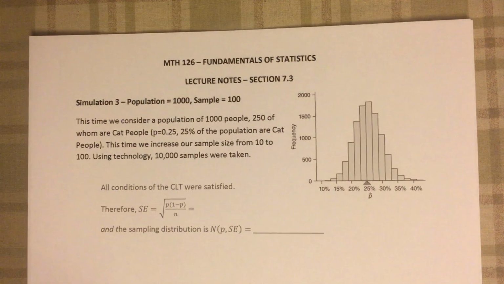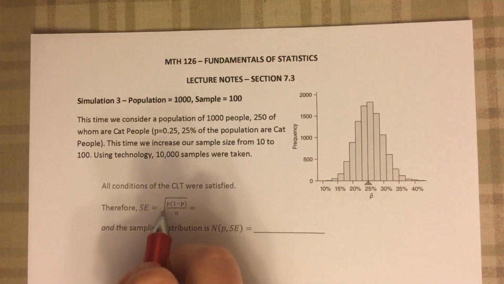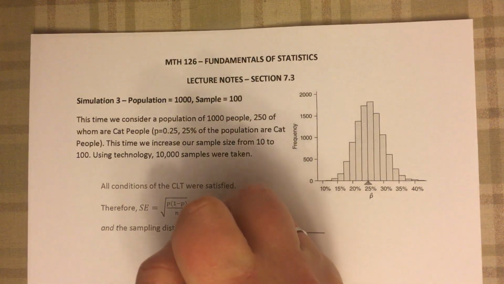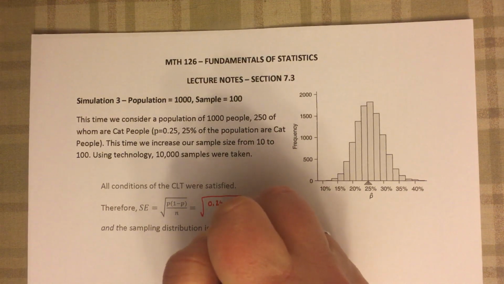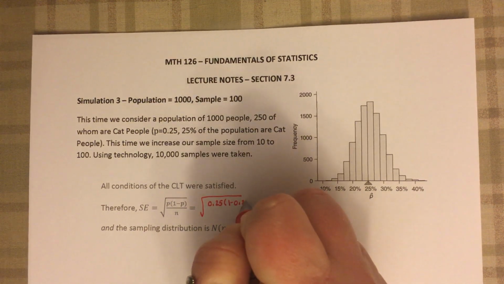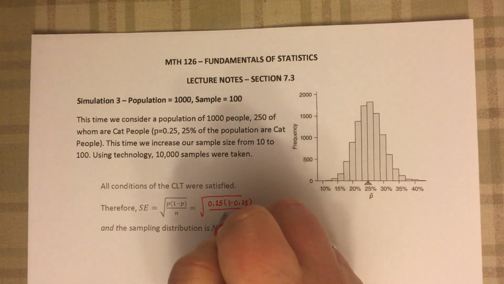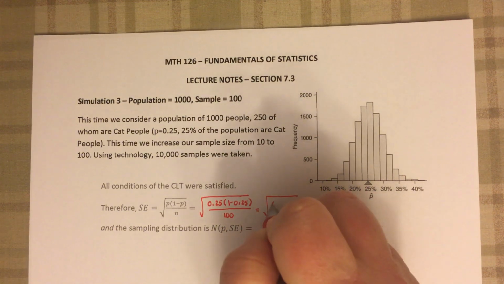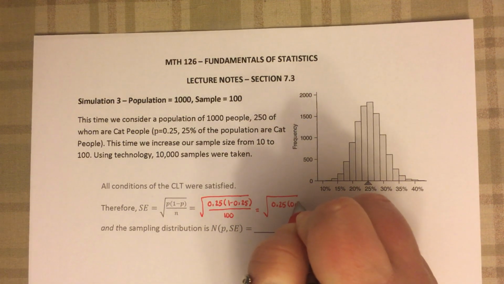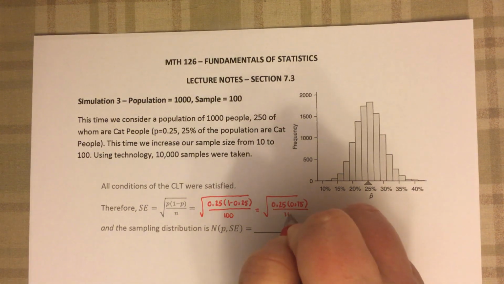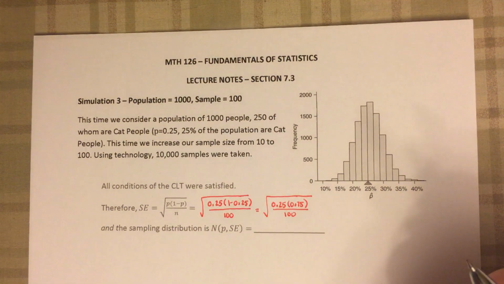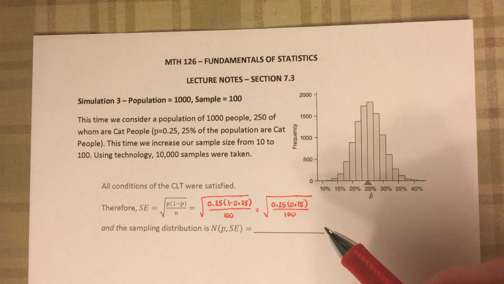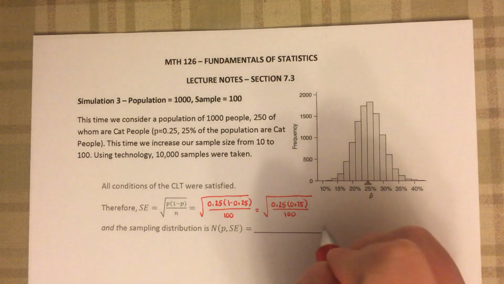Our standard error formula that we looked at at the end of section 7.2 says we take our population proportion times its complement, divided by the sample size, and then take the square root. So in this particular case, we're taking 0.25 times 1 minus 0.25, divided by our sample size of 100. So we have the square root of 0.25 times 0.75 divided by 100. As you're plugging these into the calculator, if you want to do it in steps, multiply, then divide, and then take the square root, or we can plug it into our calculator all at once.